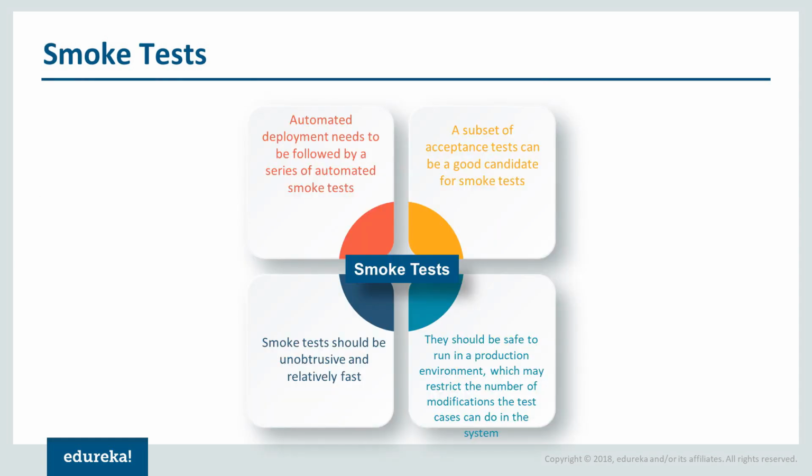Smoke tests are again one of the very crucial parts of the overall CI/CD pipeline. Automated deployments need to be followed by a series of automated smoke tests. A subset of acceptance tests can be a good candidate for smoke tests. Smoke tests basically also check the functionality, whether the new things you have implemented are working properly or not, similar to what we call unit and regression testing. However, it goes one level beyond. It takes a very high-level overview of your overall application. And of course, they should be safe to run in a production environment, which may restrict the number of modifications that test cases can make in the system. Typically, smoke tests are unobtrusive and relatively fast to execute.